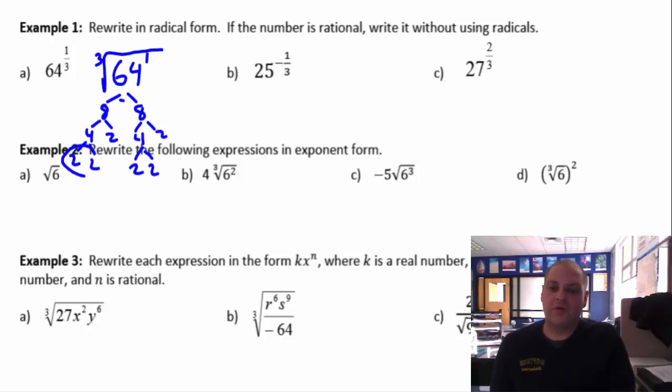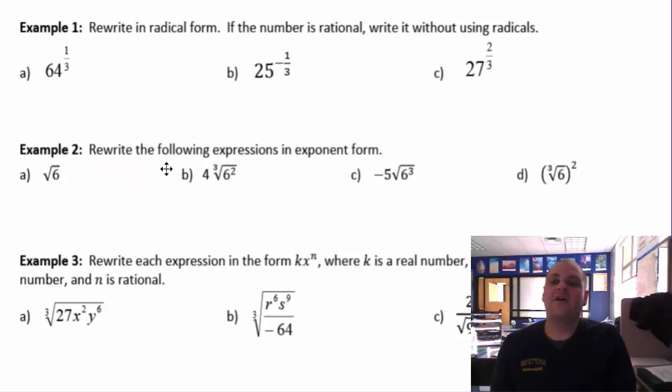So I have a group of 3 2's. And I have another group of 3 2's. So 2 times 2 is 4. Okay, so that's how you would do that if you don't have a calculator.